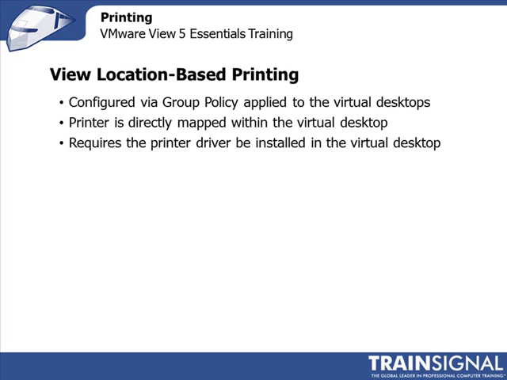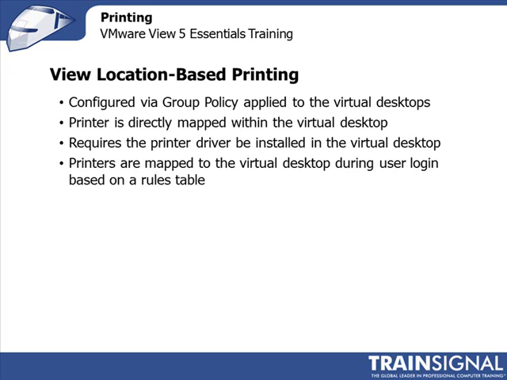They must also have the print driver installed onto the virtual desktop image, since it will be talking directly to the printer. These printers are mapped during the user's login process, and you can define which printers are mapped based on a rules table that you define within group policy. We'll go into more detail on this topic in the next slide. For each row in this rules table, you'll define the printer and a combination of rules that will define where this printer should be mapped.